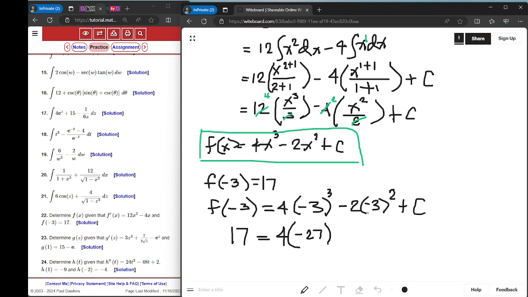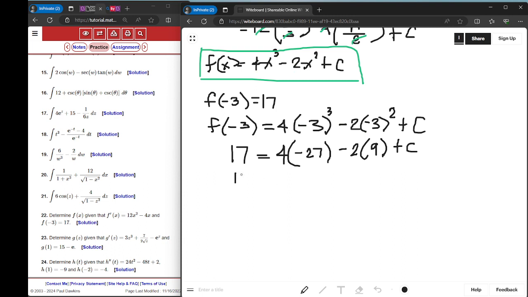Then minus 2 times negative 3 squared. So this will become positive 9, plus c. Then we'll have 17. So what is 4 times negative 27? Is it negative 108? So let's check. 4 times negative 27, yeah, that's negative 108. Minus 2 times 9 is 18, plus c.